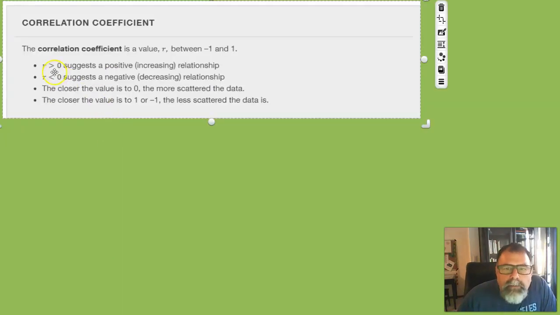So again, we can sum that up with this table here. Correlation coefficient is value R between negative 1 and 1. If R is greater than 0, suggests a positive or increasing relationship. If it's less than 0, it suggests a negative or decreasing relationship. The closer the value is to 0, the more scattered the data. The closer to 1 or negative 1, the less scattered, right? So 1 and negative 1, it's resembling lines, and then closer to 0, it's just scattered all over.